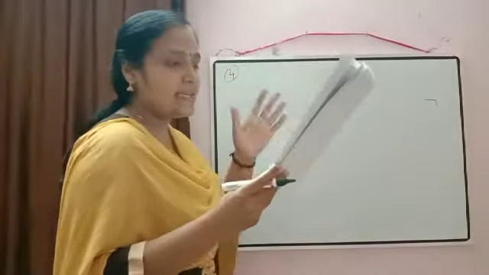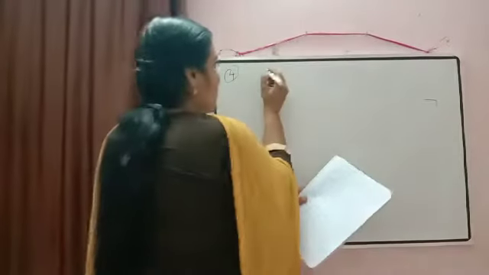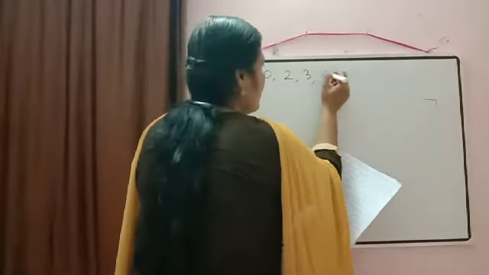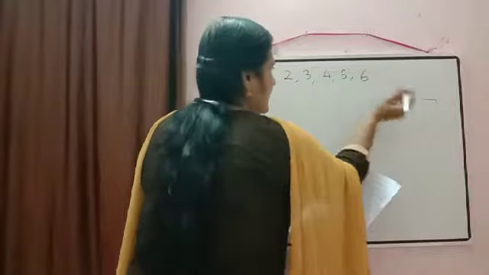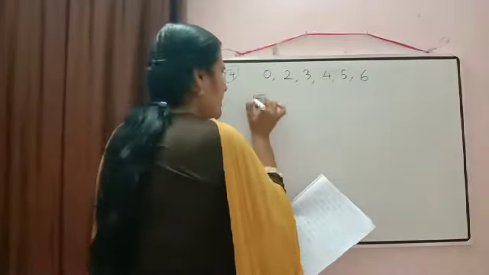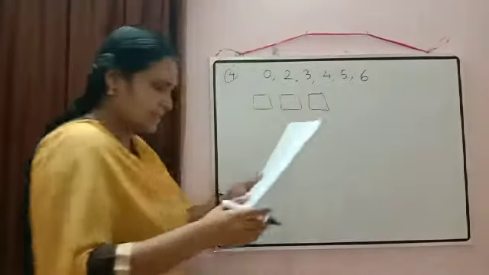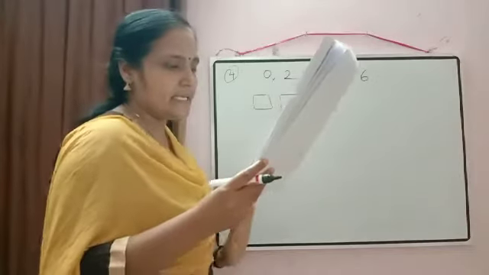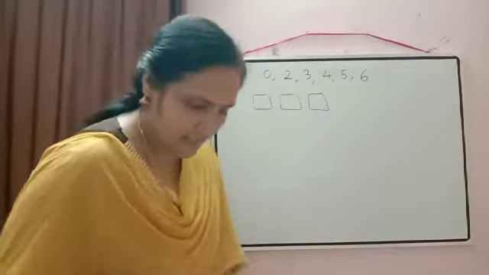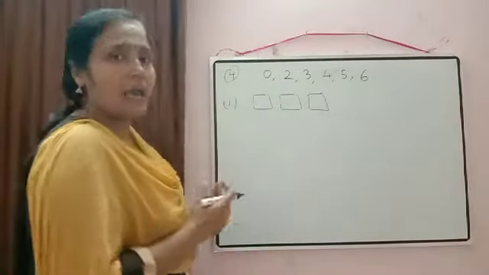How many 3-digit numbers can be formed using the digits 0, 2, 3, 4, 5, 6? You don't have to write anything. Just imagine how many numbers are possible. Here it is written how many 3-digit numbers. Both the cases are there: repetition allowed and repetition not allowed. So first we are checking the case when repetition is allowed.